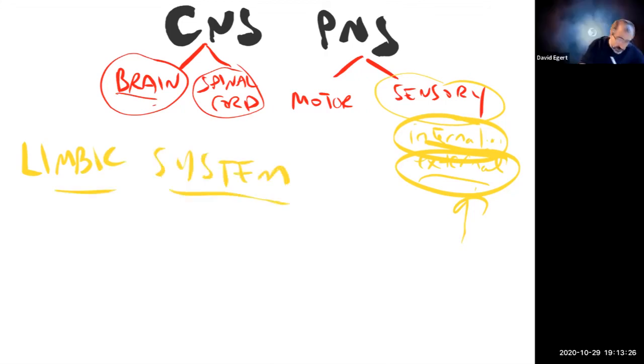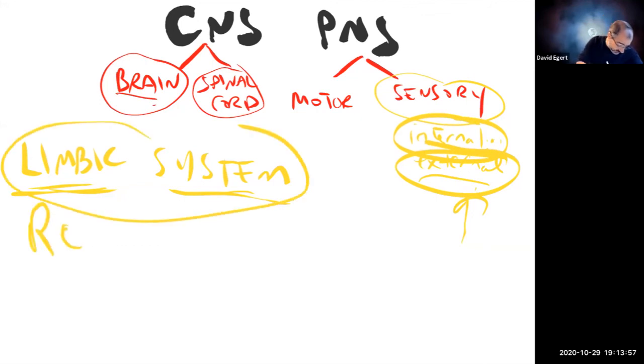The reason we call it a system is because it's not a specific region, like most of the other stuff we've been talking about. The limbic system is a variety of interconnected areas all involved in emotion. That's why we give it the name. It includes the hypothalamus, the hippocampus, the anterior cingulate, the insula, things like that.